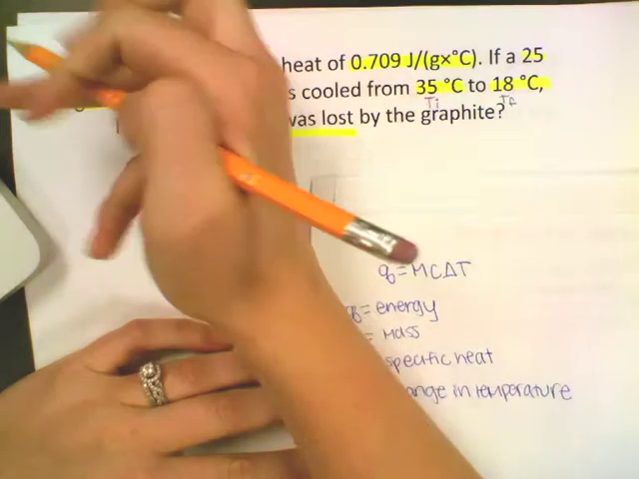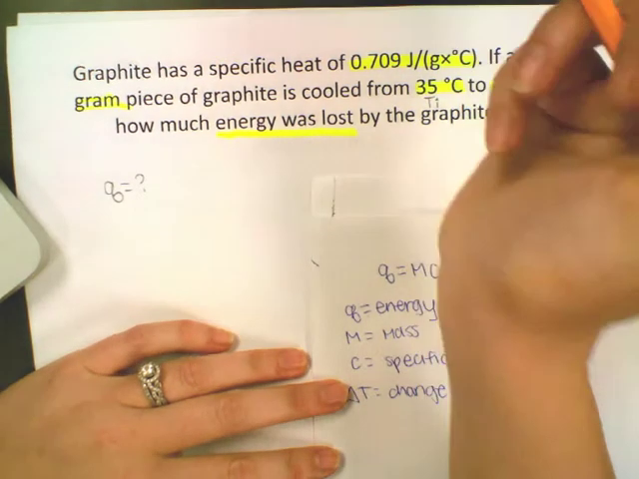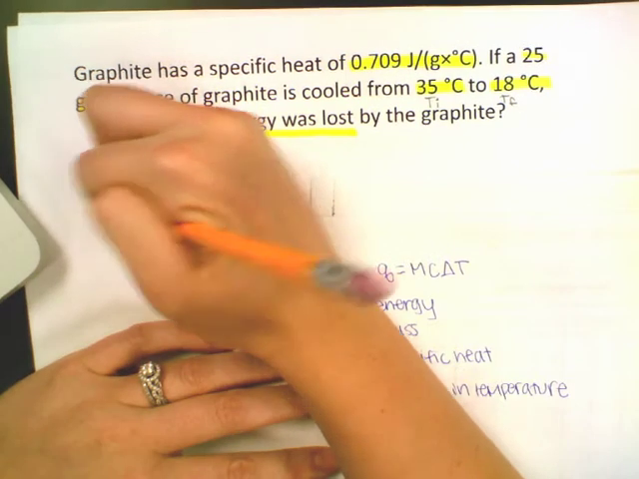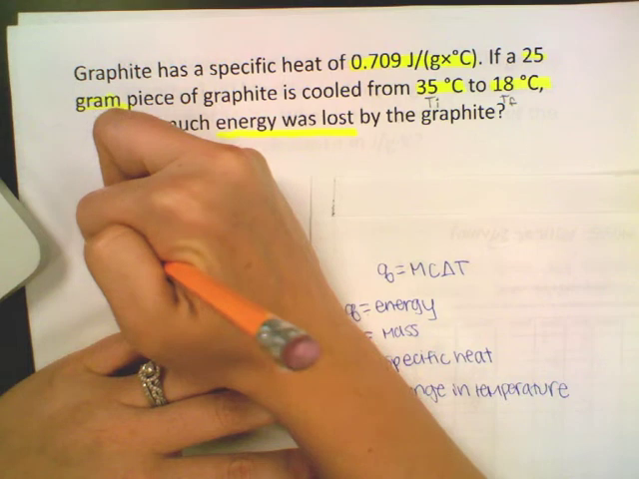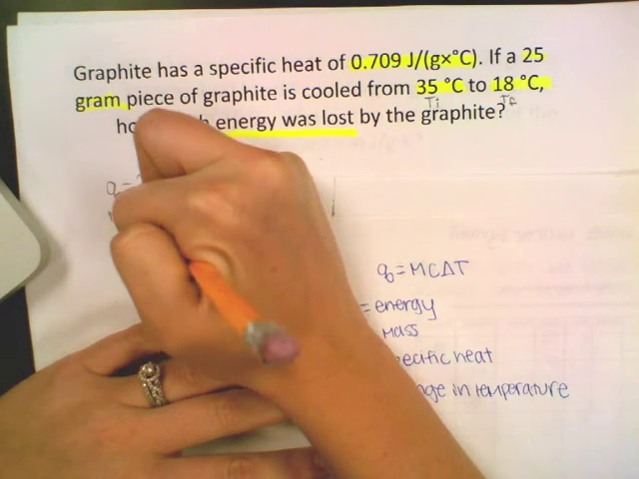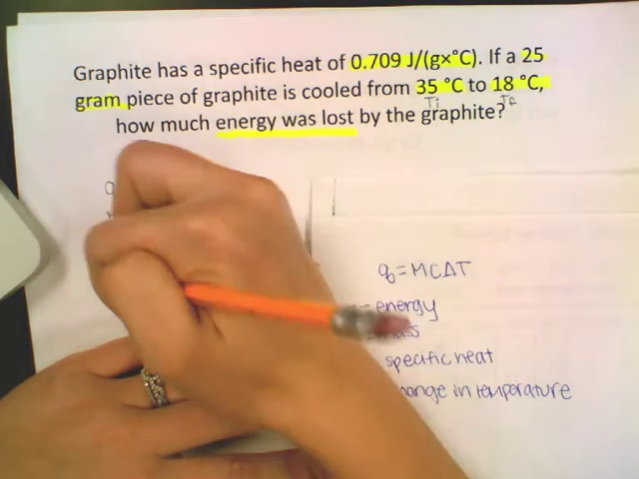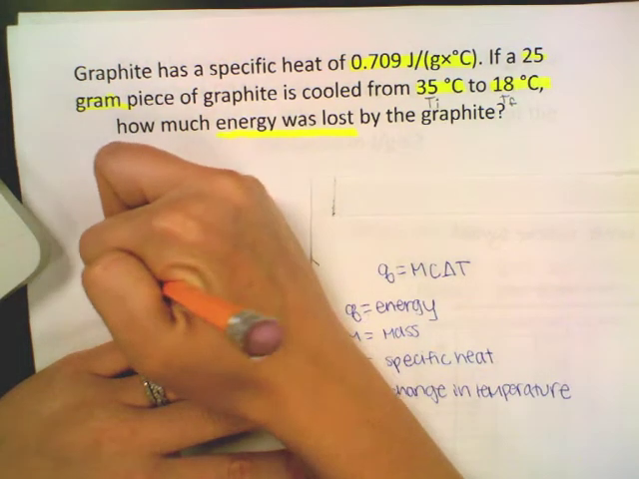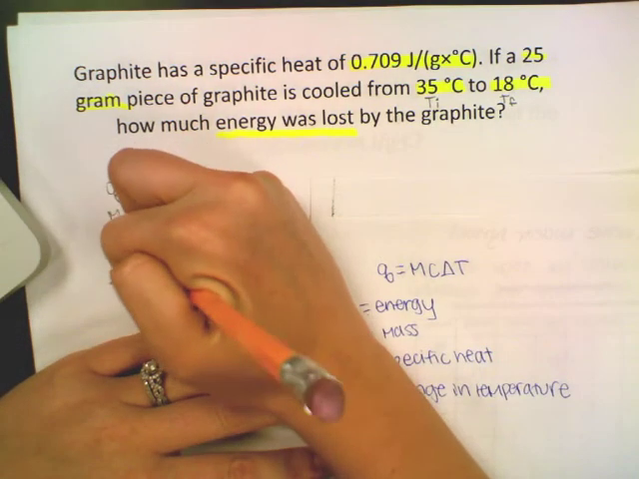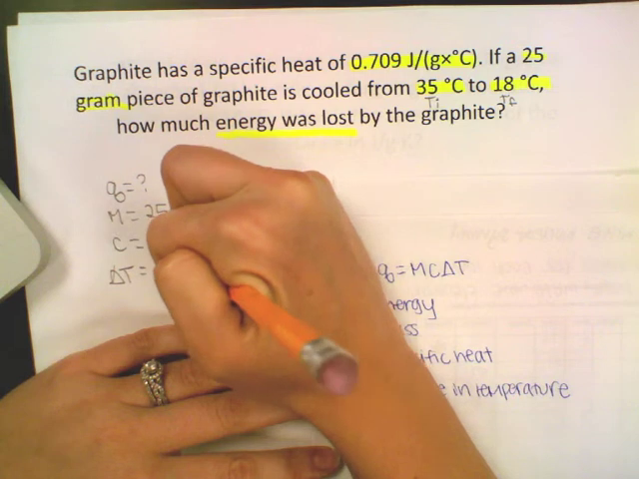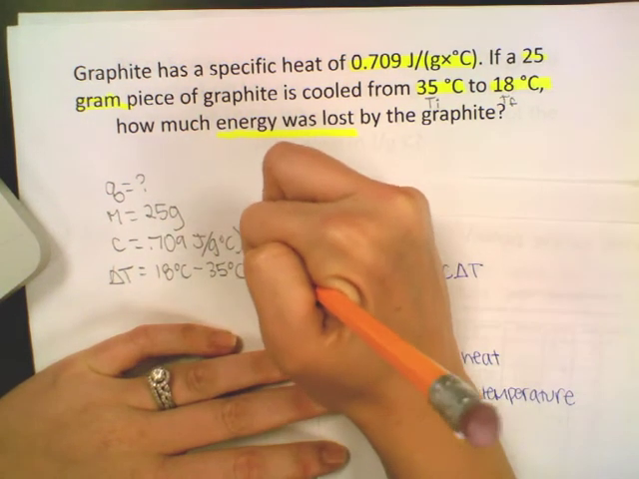All right, so let's go ahead and outline the information. We know we are looking for the amount of energy. We've got the mass, which is 25 grams. We have specific heat, 0.709 joules per gram degree Celsius. And then change in temperature, we're going to do the final temperature minus the initial. So 18 degrees Celsius minus 35 degrees Celsius, and you will get negative 17 degrees Celsius.